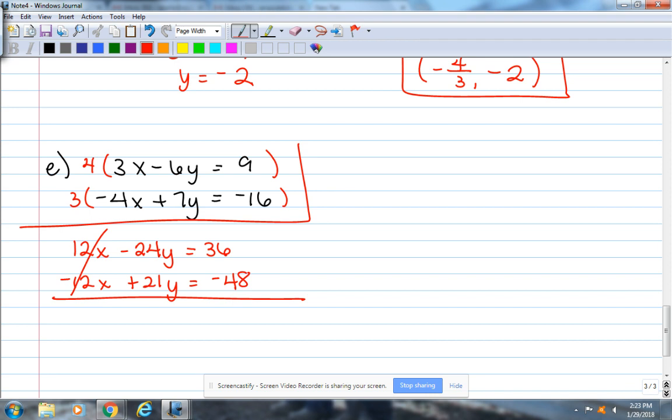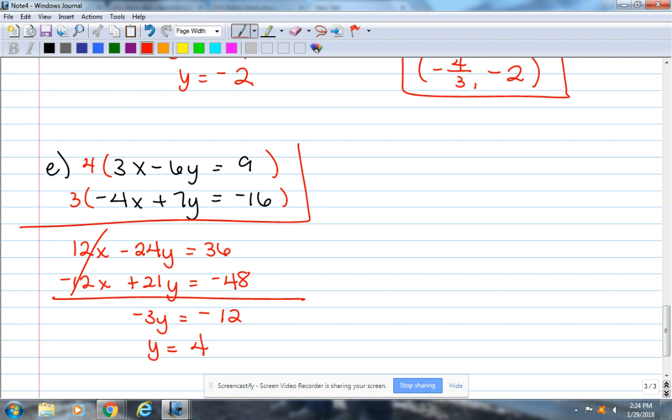Cancel out the 12x. Yep. And what's negative 24y plus 21y? They're opposite signs. Negative 3y. Thank you. And then 36 minus 48 is negative 12. Divide by negative 3 and y equals positive 4. So how am I going to get x? Plug it into one of the originals. My original ones are in black.